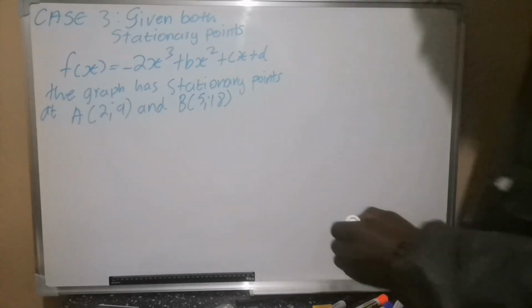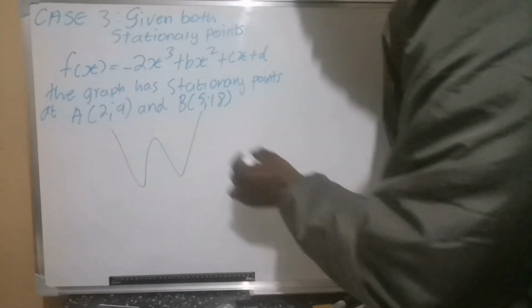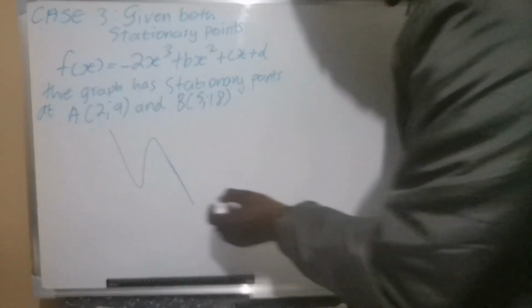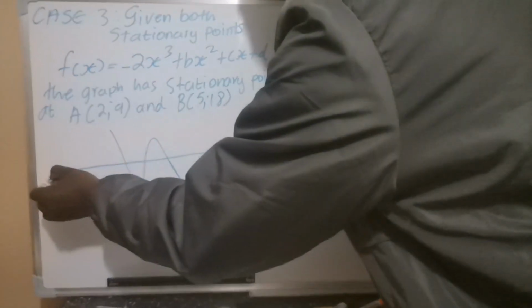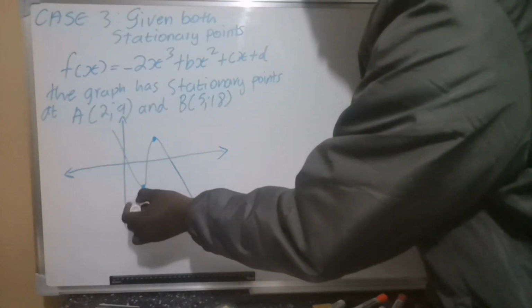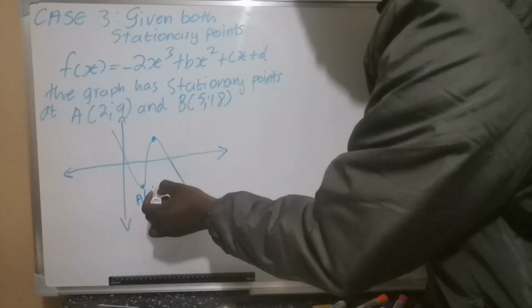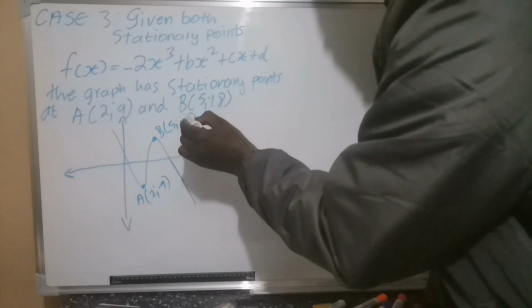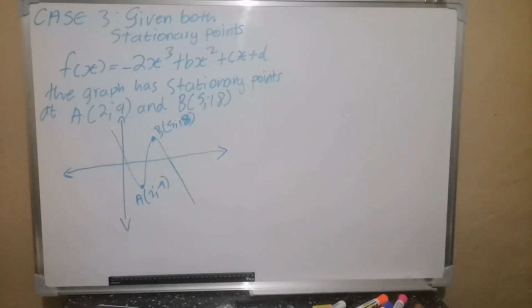And let me just draw the graph here. Here's how the graph will look. Then our y-intercept will be here. Then we have 2 points here. Point A, which is 2 and negative 9. Point B, which will be 5 and 18.